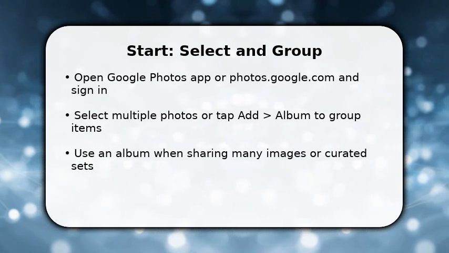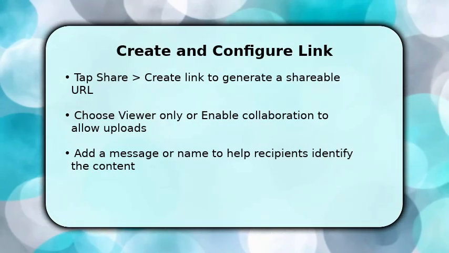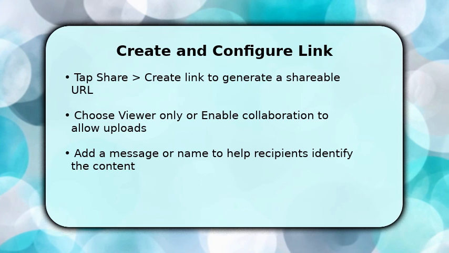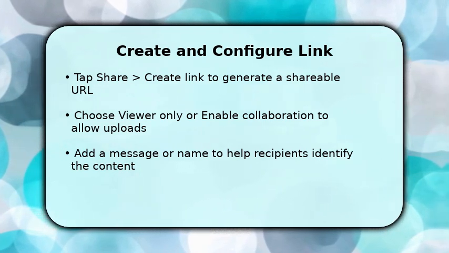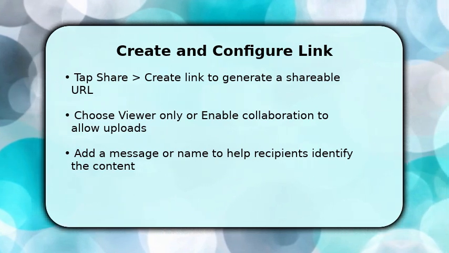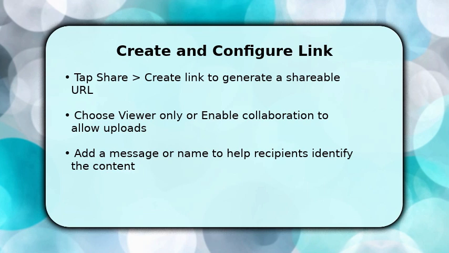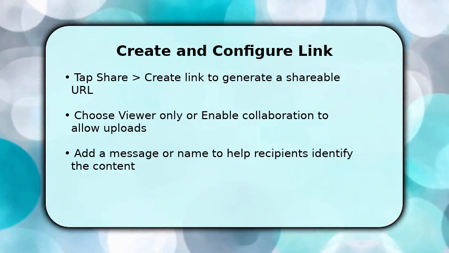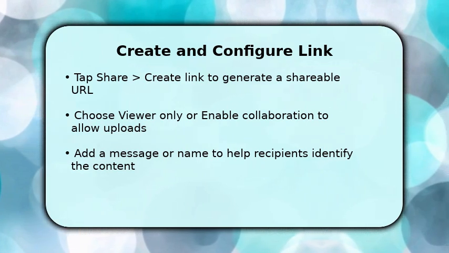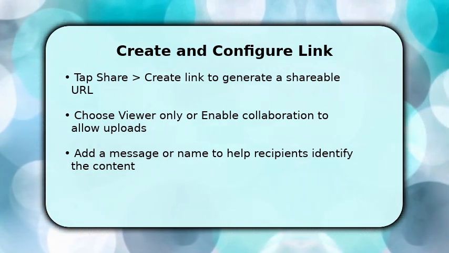Now create the actual link and decide how people interact with your photos. Tap Share, then Create Link. Google generates a unique URL. Before you copy it, check the access settings. Pick Viewer Only for read access, or enable collaboration if you want others to add photos. You can also add a short message or rename the album to give context. These choices control privacy and prevent accidental edits.